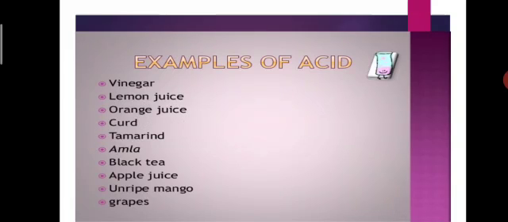See students, here some examples of acids are given. Vinegar is also an acid. Lemon juice is also an example of an acid. Orange juice, curd, tamarind and amla, black tea, apple juice, unripe mango and grapes. These are examples of acids.